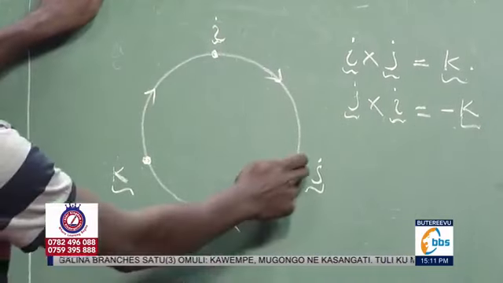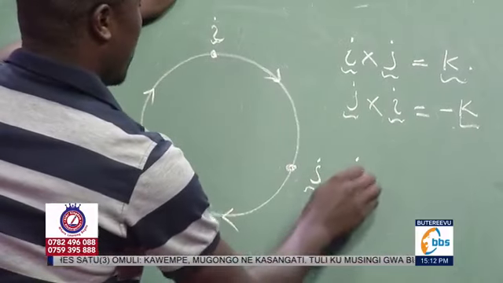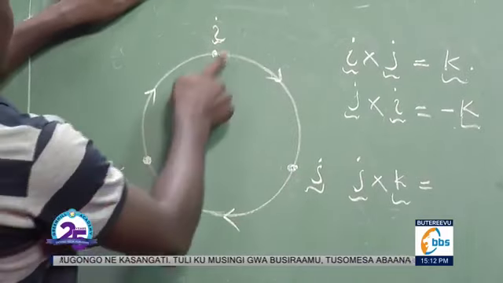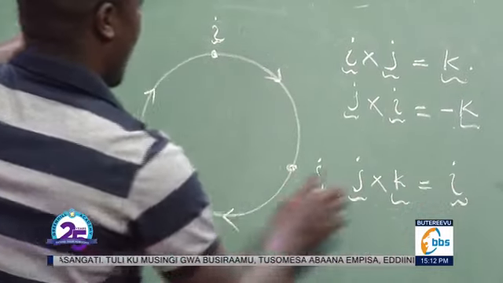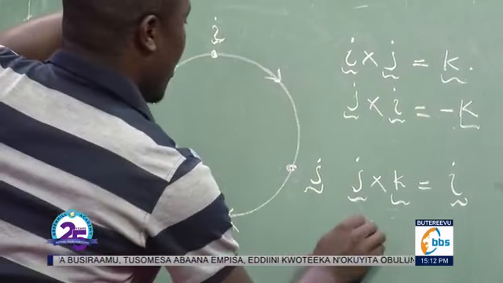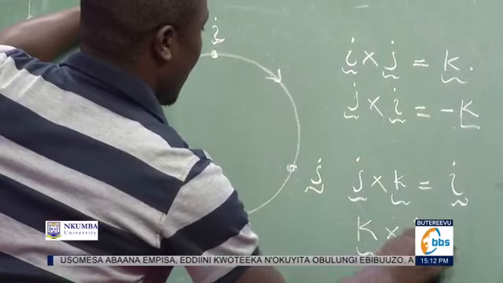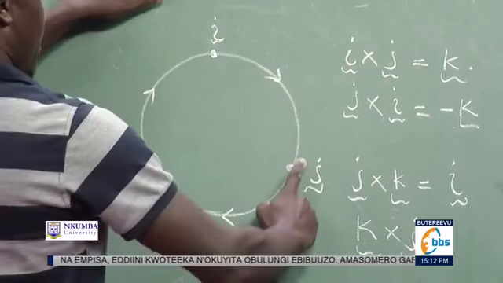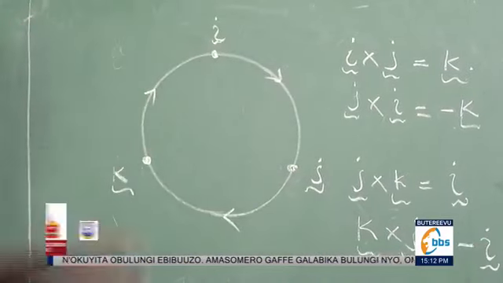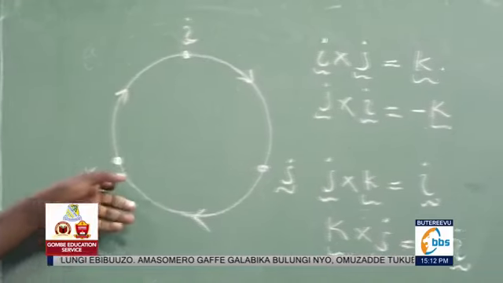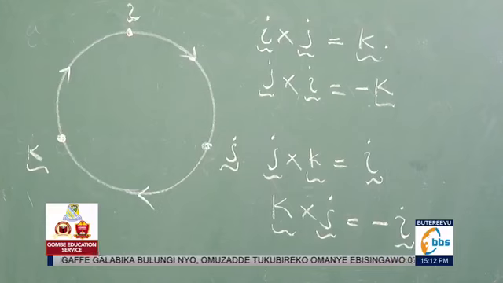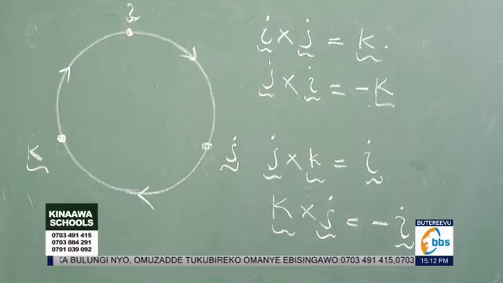But if I want J cross K, J cross K is going to give me I. I didn't oppose my direction. But what if I want now K cross J? K cross J, I'm opposing, so it's going to give me negative I. Then you can now try to tell what K cross I is and I cross K, now that you understand the dynamics of that figure there.